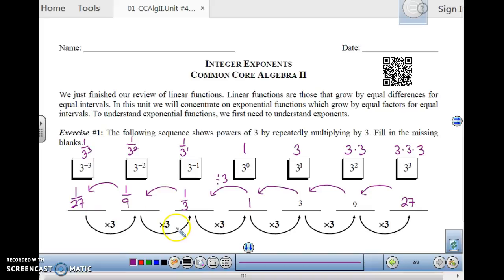So we can see the pattern here. As we move in the positive direction, we're multiplying by 3. As we move in the negative direction, we are dividing by 3. So a negative exponent can be thought of as a division. And it's a fraction, basically. You want to do the reciprocal and make the exponent positive.